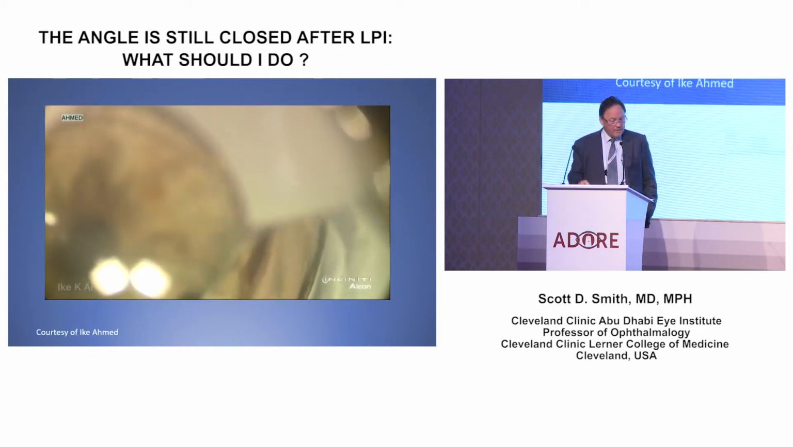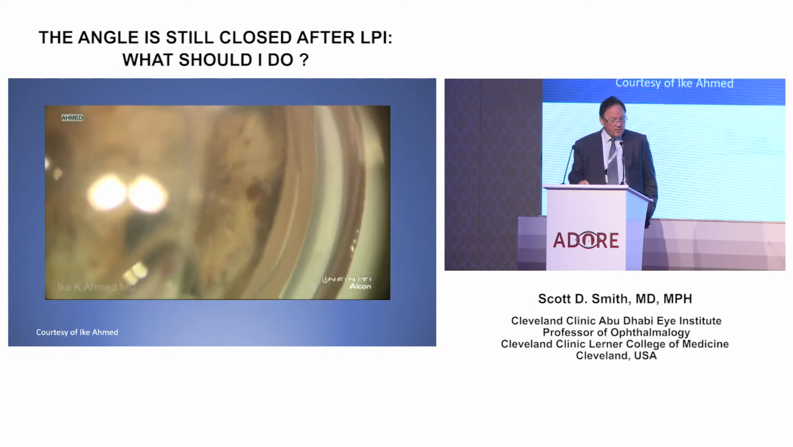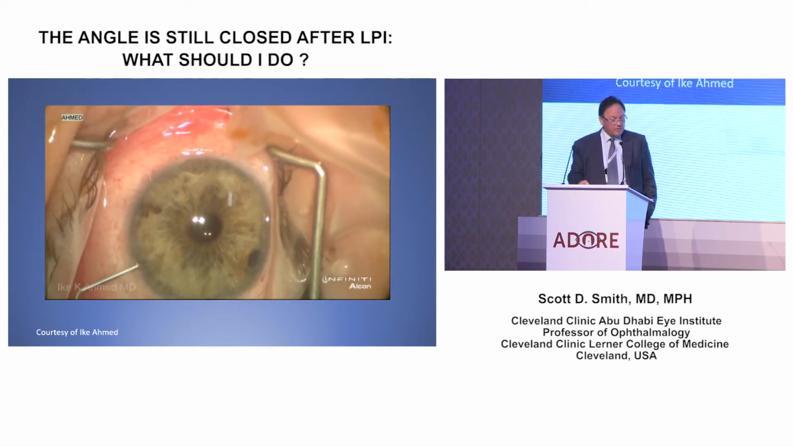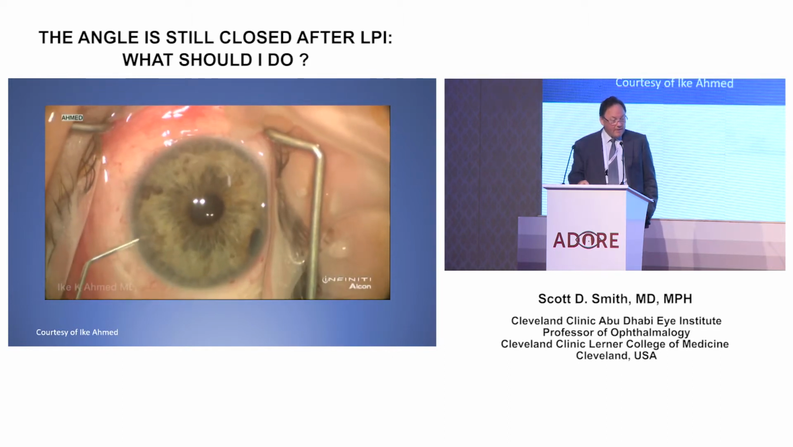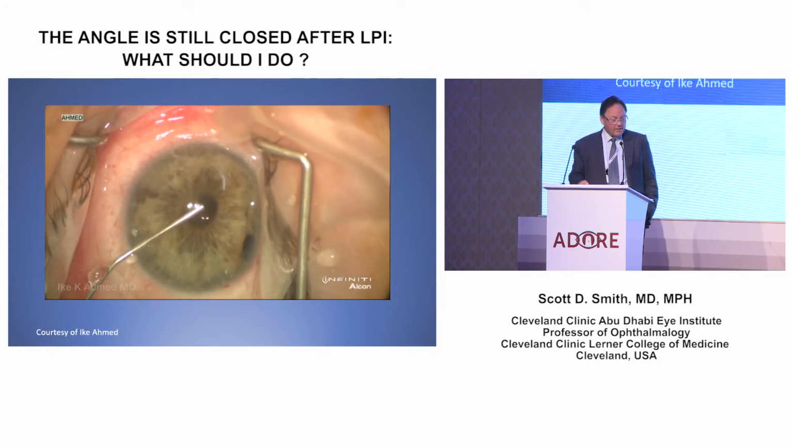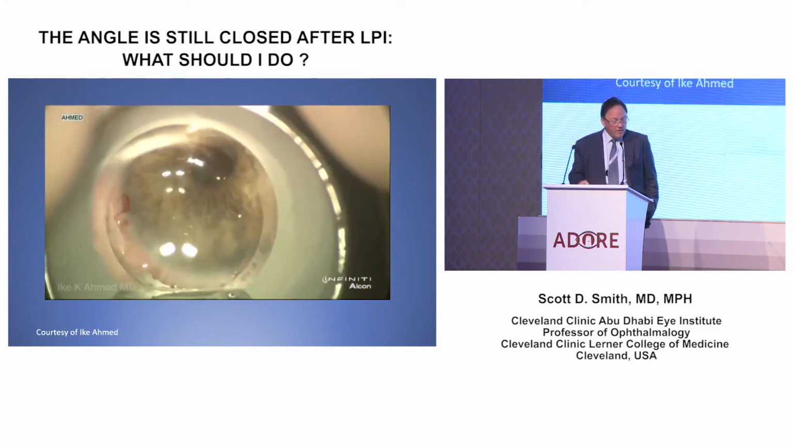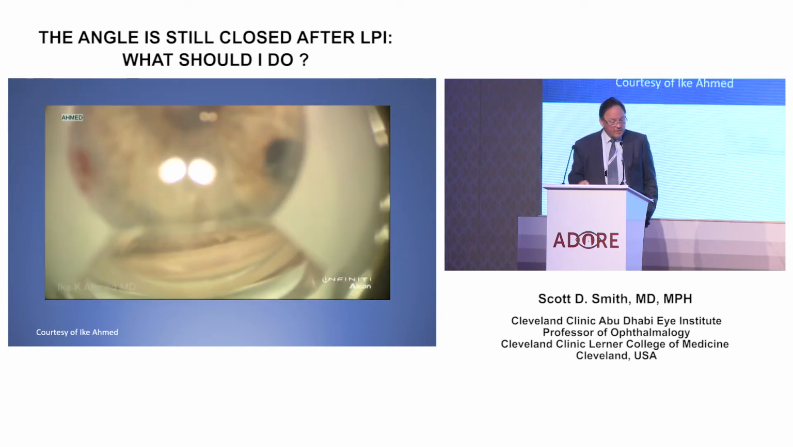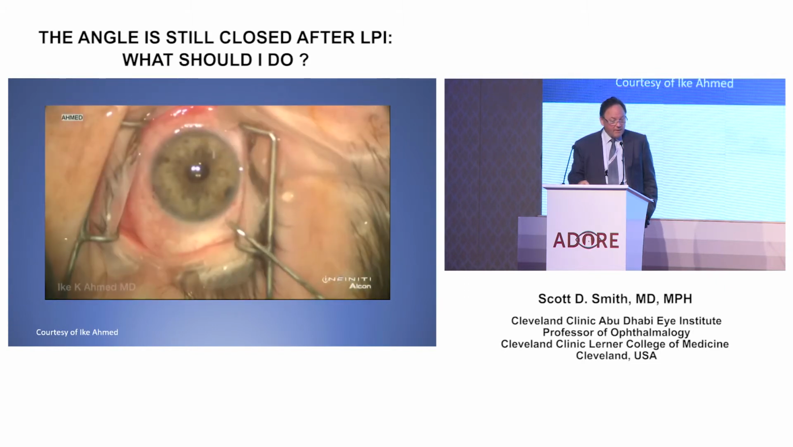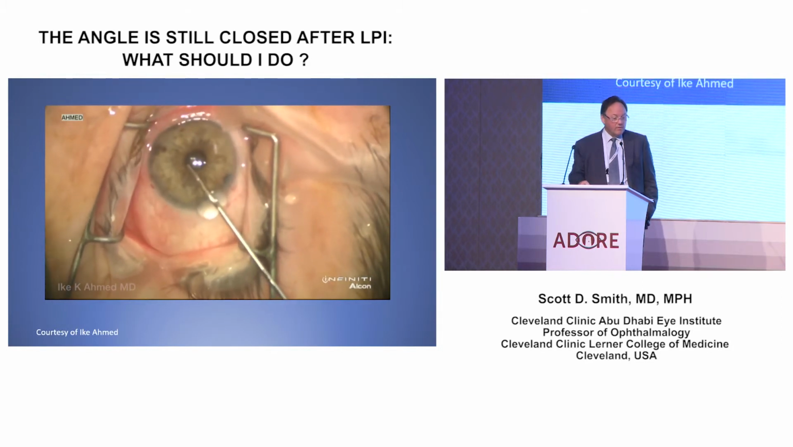Here's a quick video from Ike Ahmed, where you can see in this patient that's had an iridotomy, the angle remains closed. There's peripheral anterior synechia pretty much throughout. With just initial injection of viscoelastic and regonio, you can see here that there are some areas of the angle that have opened up. That's open, but not everywhere. And in his judgment, not enough to lower the IOP.